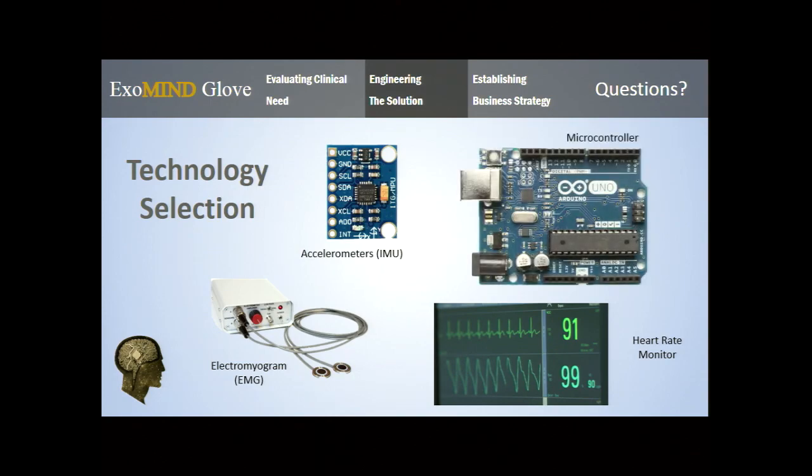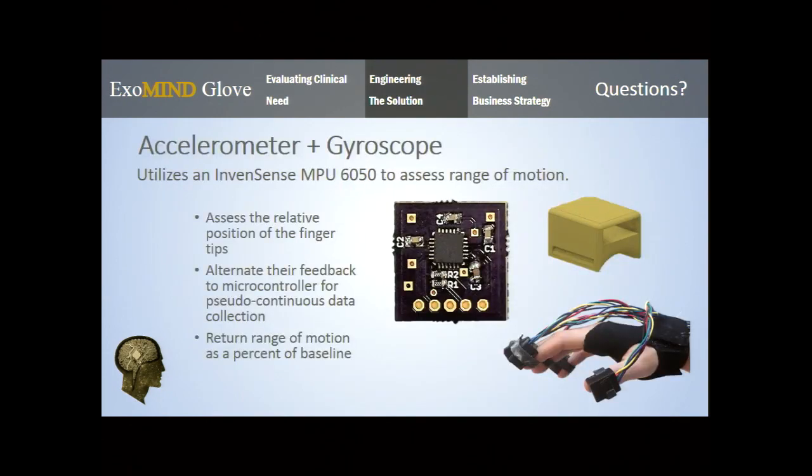Now, with all of this, we need to have something like a microcontroller that interfaces all of our sensors with a computer so that we can output data that is useful not only for the physical therapist, but also for the patient. So going more in depth on specifically the accelerometer, our device uses the MPU6050 to assess the range of motion of the patient.